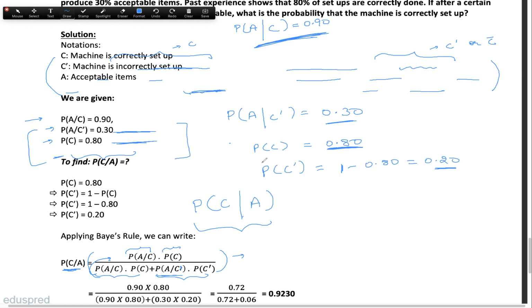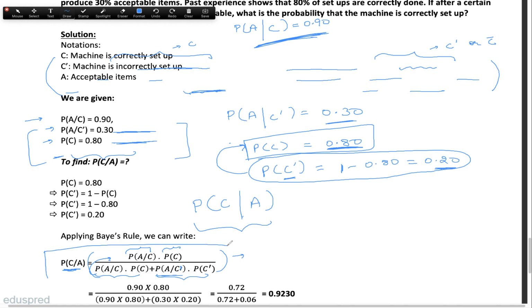Now note that the probability of C prime was not given directly in the question, but they gave us information related to the probability of C. So it was quite easy to figure out the probability of C prime, which is equal to 0.20. So ultimately we have all the information that we need to work with this formula, and once you put in these numbers, you will find that the probability of C given A is equal to 0.9230, and this is the answer.